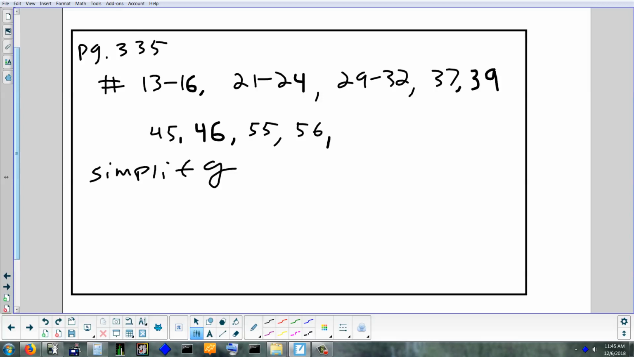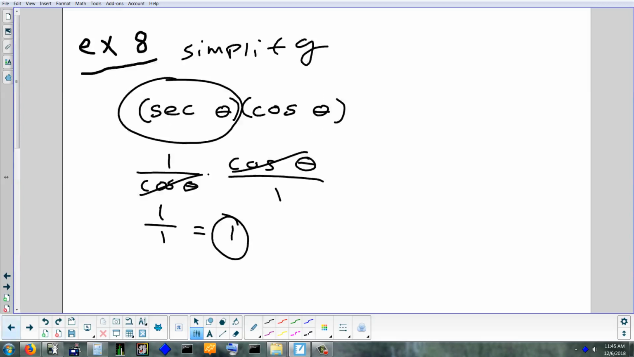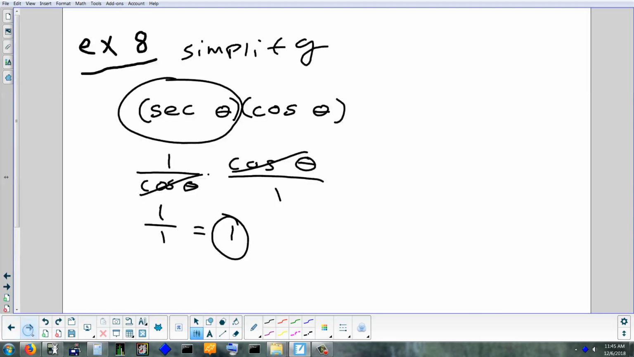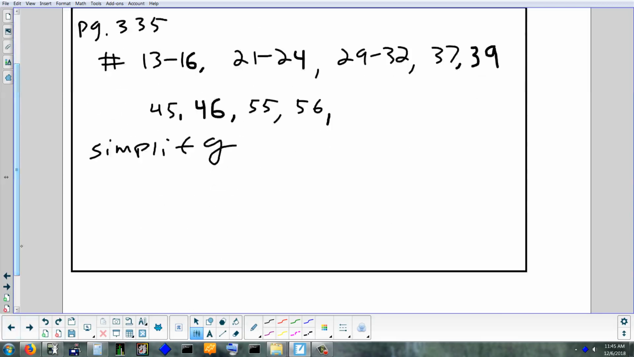I'm going to come right back to this. I just need to see which ones we did. We did secant times cosine, cosecant times tangent. All right. It doesn't matter what you call the argument. You can call it theta, call it x, call it q, whatever. I want you to try to simplify cotangent times, let's see, sine. It should be pretty quick.